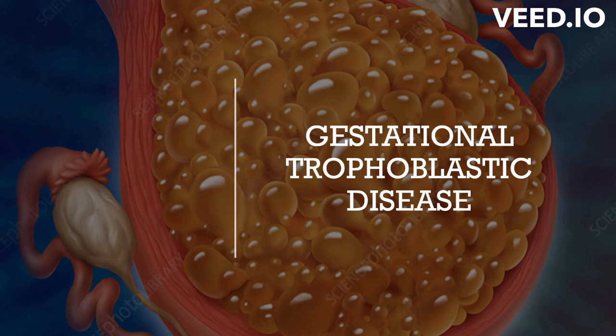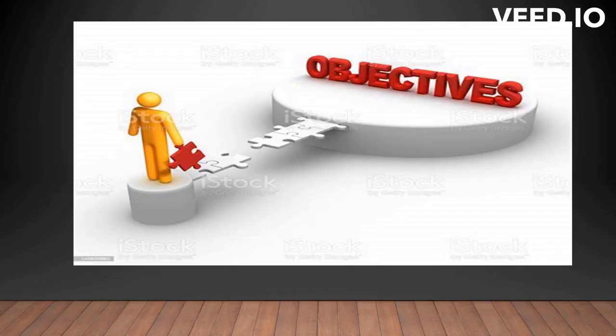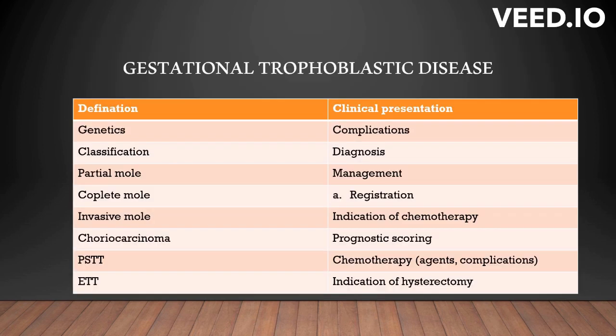So today's topic is gestational trophoblastic disease. In today's session, what are the objectives? Today, we'll discuss the definition of gestational trophoblastic disease, risk factors, genetics, classification, how it presents, what are the complications of it, how to diagnose, and how to manage. If managed, what kind of chemotherapy should be given, when to give it, how to give it, what are the side effects, and in which conditions hysterectomy is necessitated.